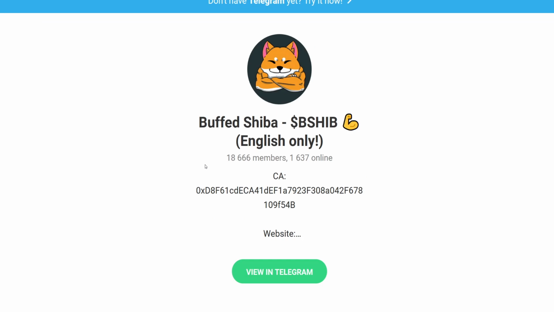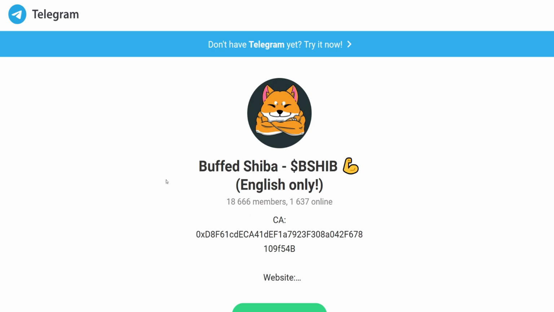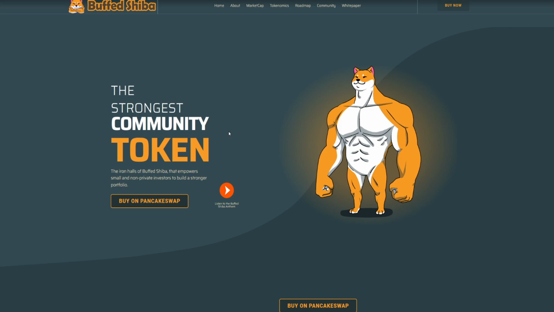As you can see, they have almost 20,000 members. So this is amazing and definitely a good positive sign of a strong community. So great stuff from the Buffed Shiba team. They are definitely a community driven token and they are listening to their community. So the strongest community token, the iron holds of Buffed Shiba, that empowers small and non-private investors to build a stronger portfolio.